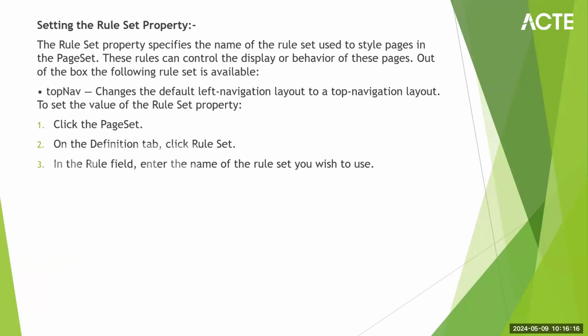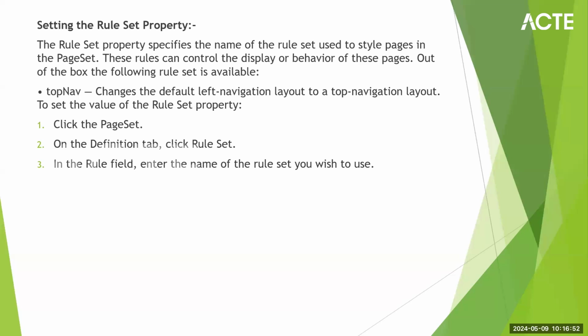Set the rule set property. The rule set property specifies the name of the rule set used to style pages in the page set. These rules can control the display or behavior of this page set. Suppose you have created a page set. Now you want to control how it should behave, how it should display, how the look should be, when a particular field should be displayed, in which format the page should be displayed, and how the fields should be aligned. All of those come under the rule set property.